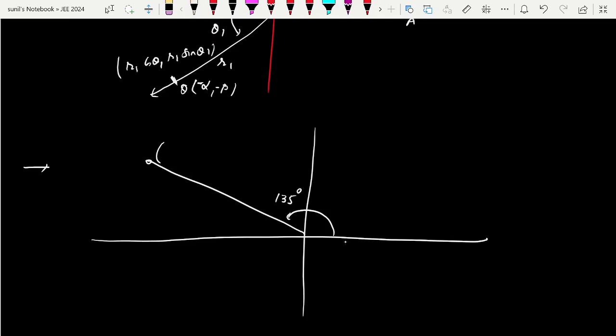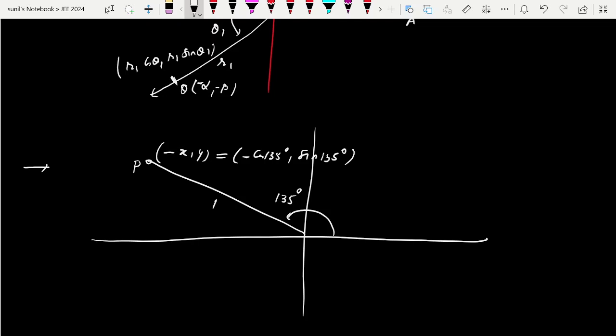The coordinates are, say, minus x comma y. And the distance of this point, say this is P, from the origin is, say, 1 unit. Then what will be the coordinate of this point? Your x coordinate will be simply minus cos 135 degree comma sine 135 degree, because the distance is 1 unit.